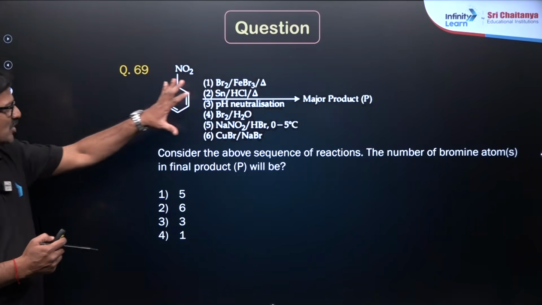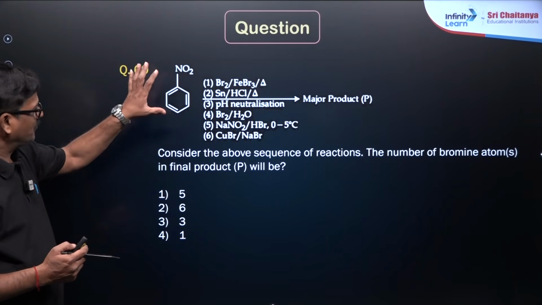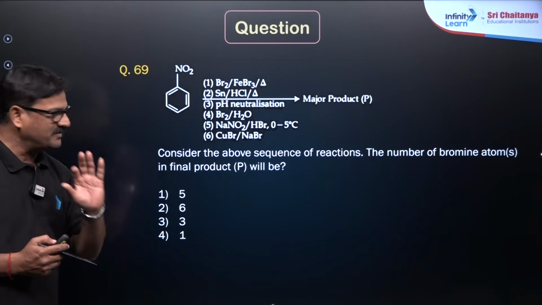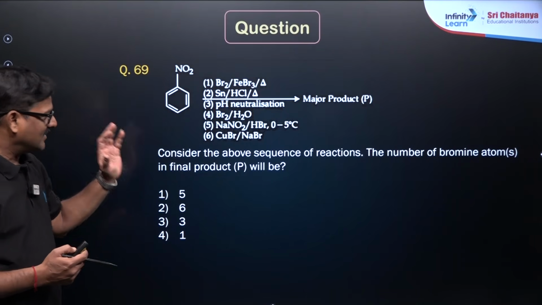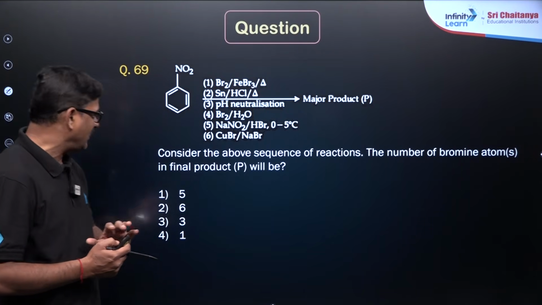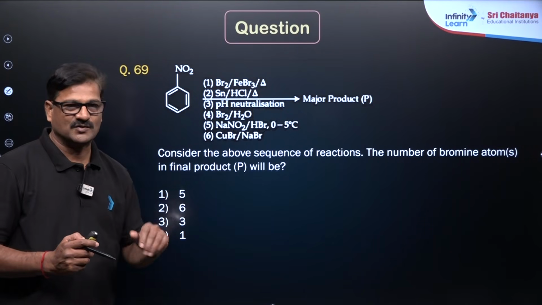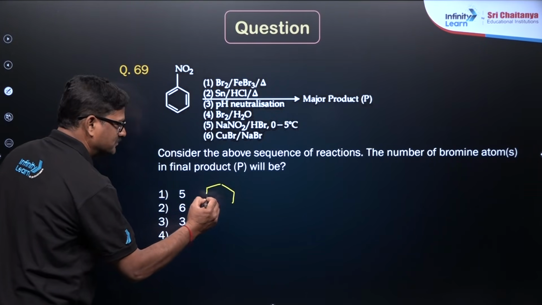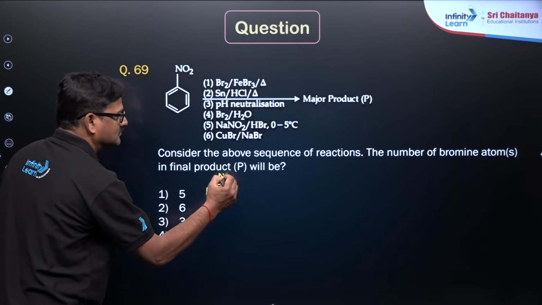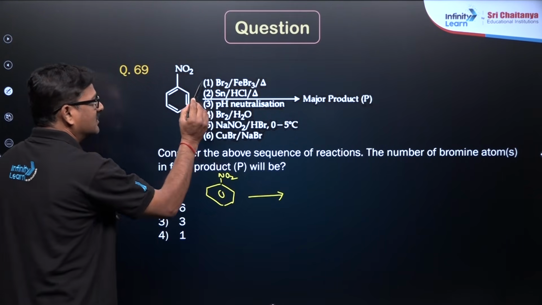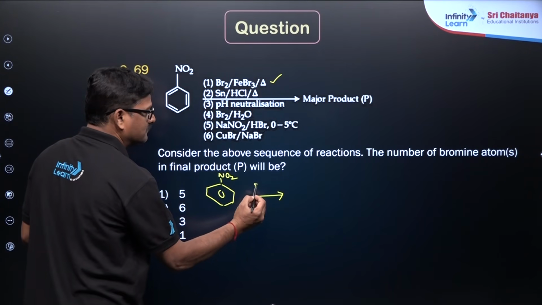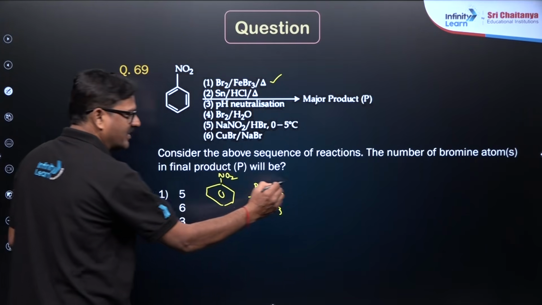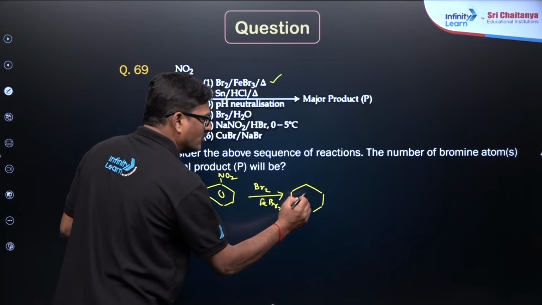Now here is a big question. Starting from nitrobenzene, there are 6 steps of reactions to be followed. At the end, the number of bromine atoms in the final product will be? So let us follow the sequence of the reaction. This is the nitrobenzene. When it is treated with FeBr3, the nitro group is meta directing, so that the meta bromo product is formed.